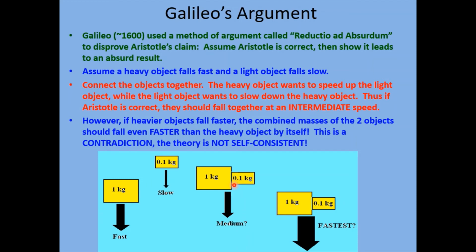However, this is not consistent, because think about this. If Aristotle was right, we have just now made a heavier object by sticking these two objects together. So this heavy object should fall faster even than this 1 kilogram object. So you can see that this is a contradiction. It is not self-consistent. You can't have it both falling at a medium speed and falling at an even faster speed at the same time. This just doesn't work.